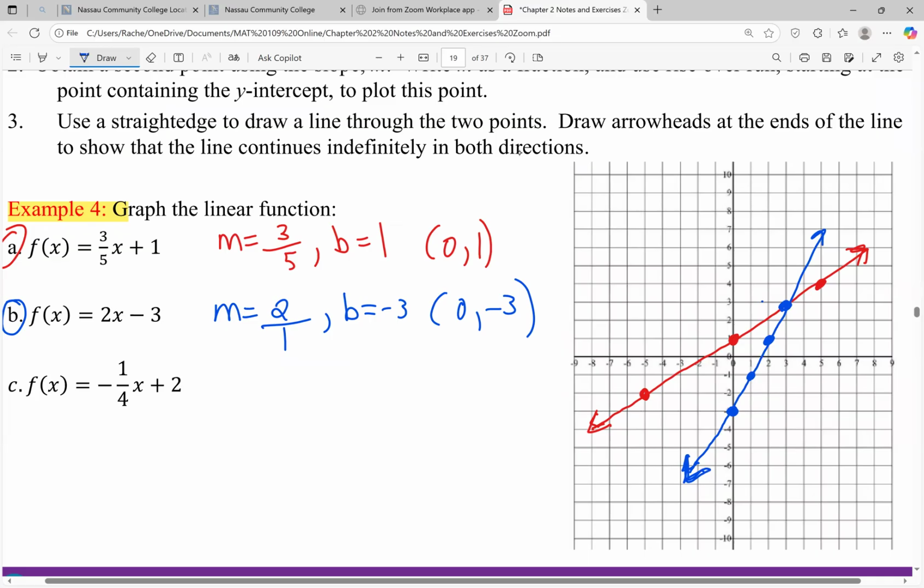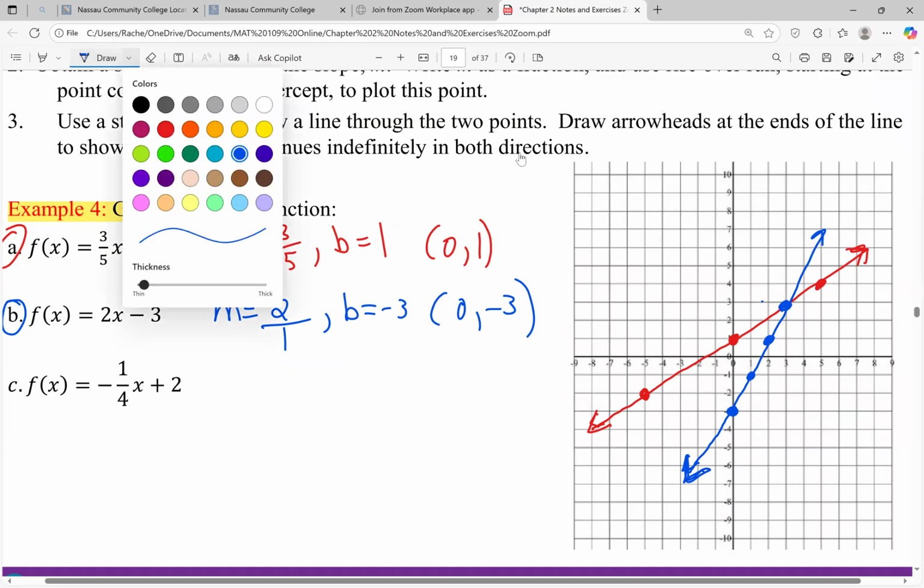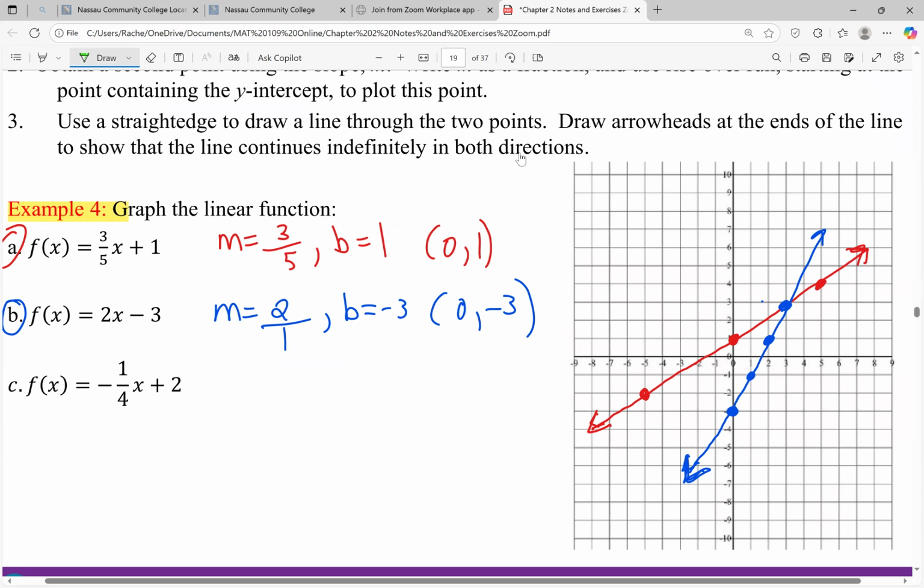So my blue line represents y equals 2x minus 3. And then let's do one more. We'll make it green. So y equals -1/4 x plus 2. So my slope is equal to -1/4. And my y-intercept is equal to 2.